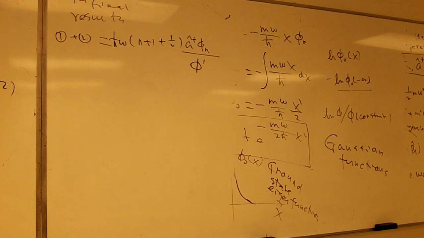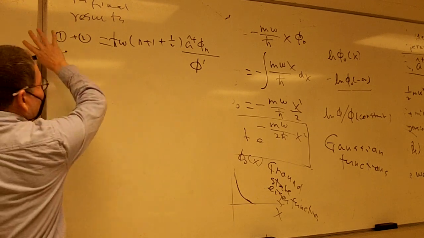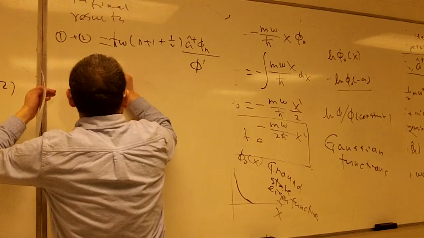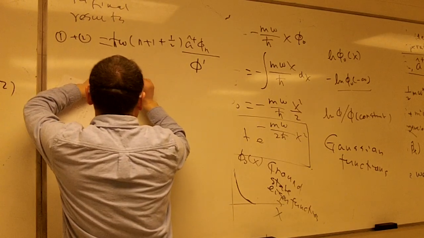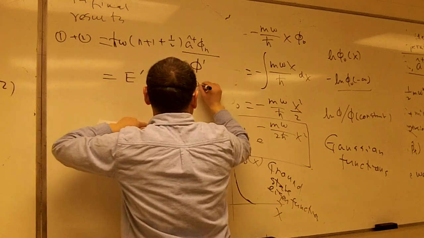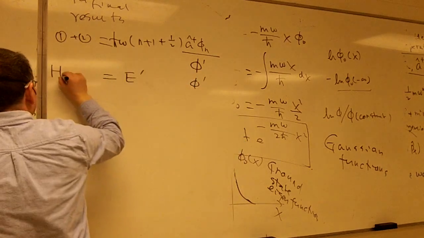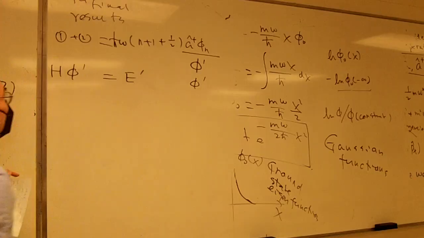Did you see here? That term is just phi prime. So then you can see my left-hand side is h hat phi prime. So this is my left-hand side, which is going to equal the right-hand side. You can write e prime phi prime. So that's h phi prime equals e prime phi prime.